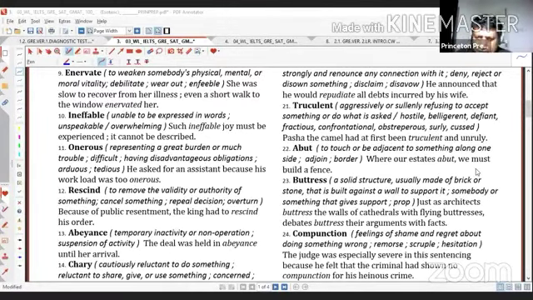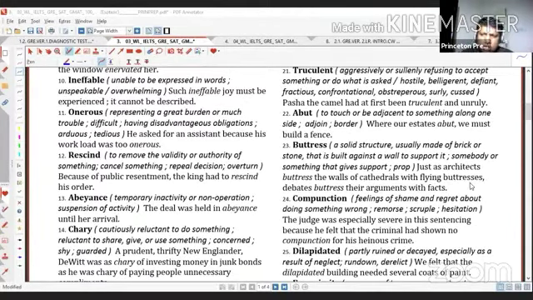আবার buttress মানে কি? Buttress হলো সাপোর্ট করা কোনো কিছু, a solid structure usually made of brick or stone that is built against a wall. And that's a buttress. Buttress is support. Just as architects buttress the walls of cathedrals with flying buttresses, debaters buttress their argument with facts.